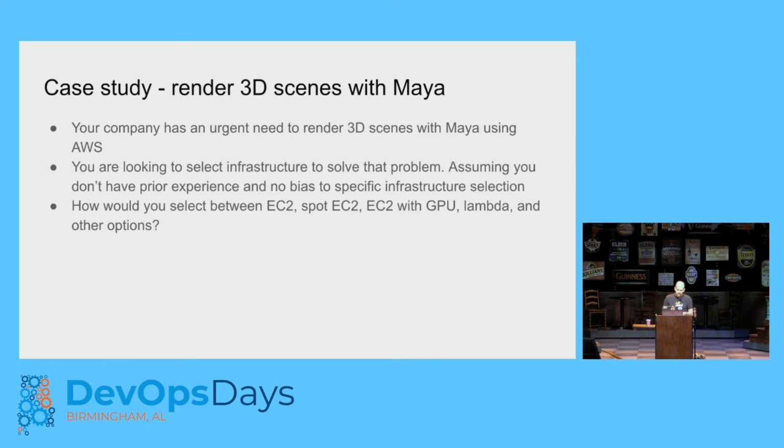Now let's look at the last case study in my presentation. Let's say your management wants to render 3D scenes with the Maya 3D tool. And your company has an urgent need to render that using AWS, because that's the cloud that you have access to. So you're looking to select infrastructure to solve that problem. Assuming you don't have any prior experience, no bias, your manager just comes to you and says, hey, that's what we want to do. How would you select between EC2, Spot EC2, the GPU, Lambda, and all the 17 other options that are there?